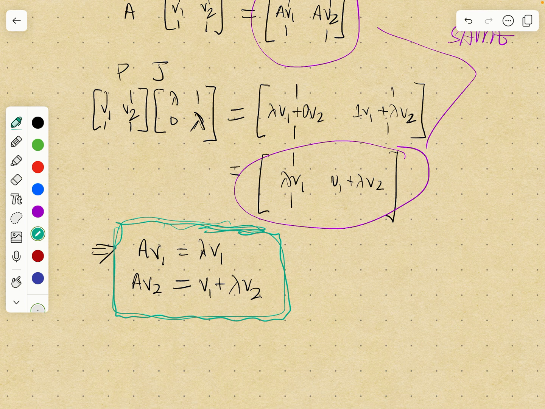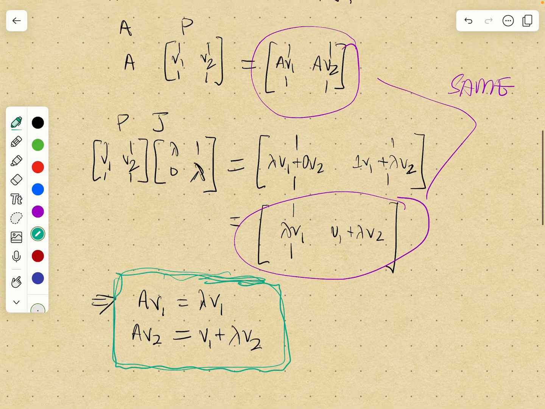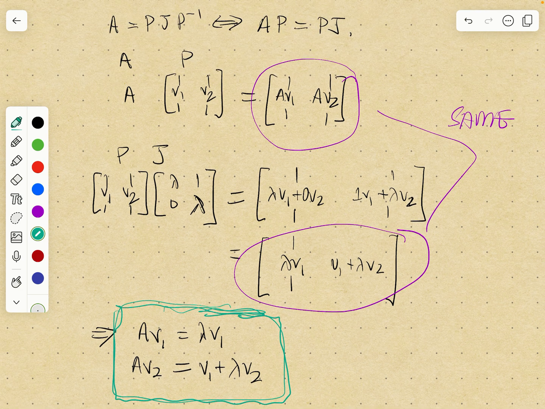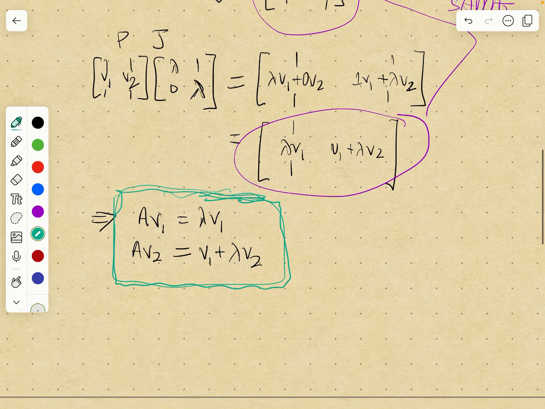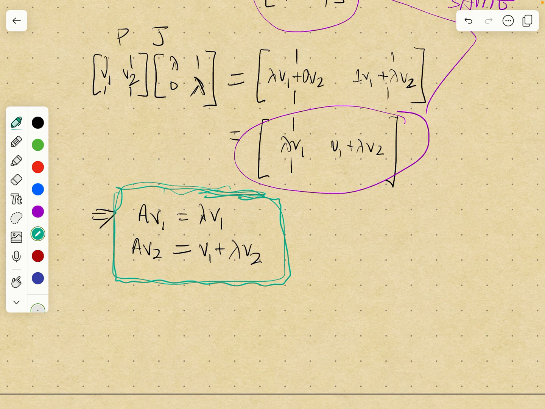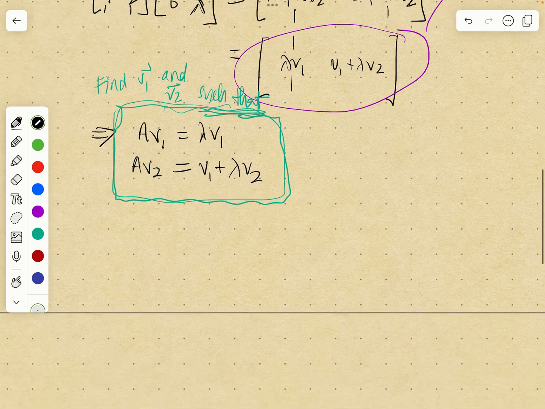And conversely, if you find V1 and V2 that make these two equations come true, then you can just put those V1 and V2 into your matrix P. So what you want to do is find V1 and V2 such that these two equations hold. And that will give you the V1 and V2, which gives you the matrix P. So let's do an example.